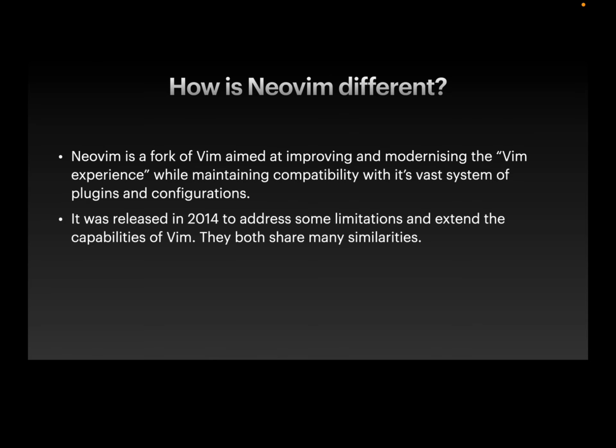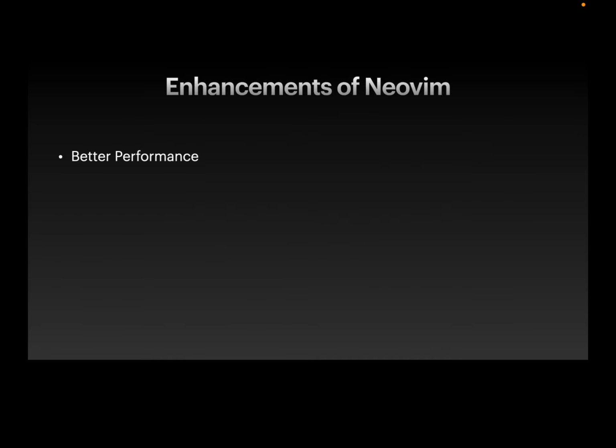It was released in 2014 to address some limitations and extend the capabilities of Vim. They are 99.9% similar except for some shining points where Neovim is refined, such as better performance. So Neovim does not use just VimScript, it also uses Lua, which is one of the fastest scripting languages on the face of the earth, which owes its better performance as compared to Vim. Then it has asynchronous plugin execution, which means plugins are executed as they are wanted and not as soon as Vim is called.